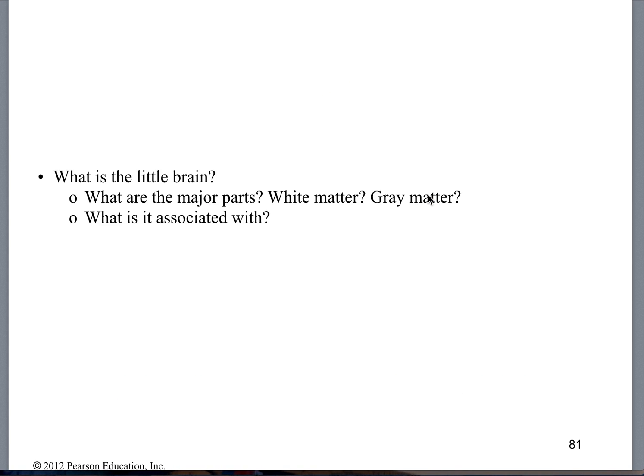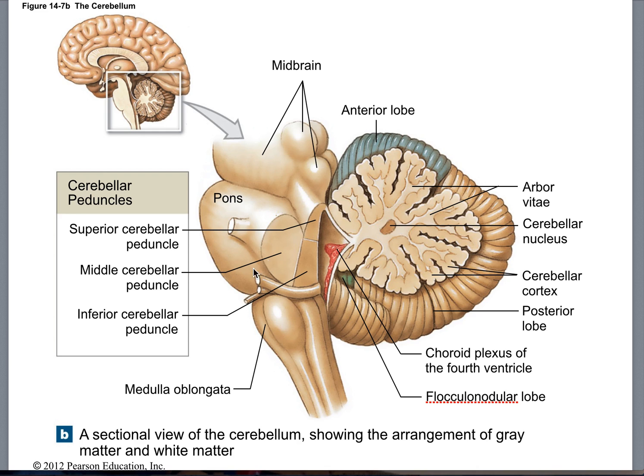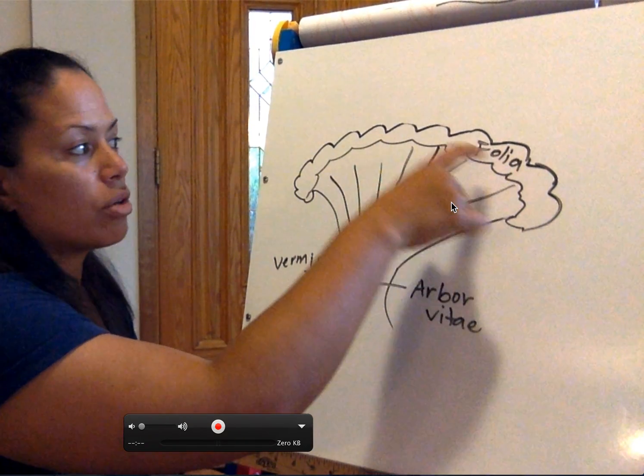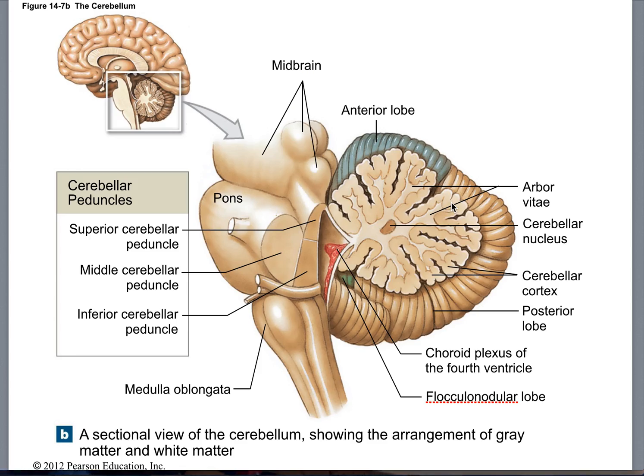And then let's take a look at it from the inside, and then we'll go back to those questions. So you see these folds. These folds are folia, almost like having this, right? The folia or the leaves on the outside, the foliage. So these are the folia, and then the inside is the arbor vitae, the white lines or the tree of life. It almost looks like a tree with leaves.